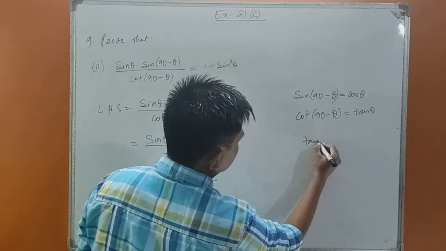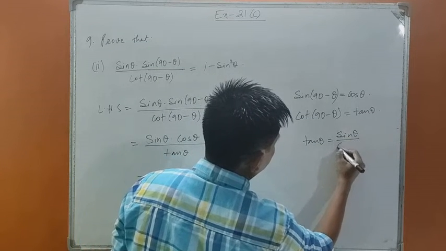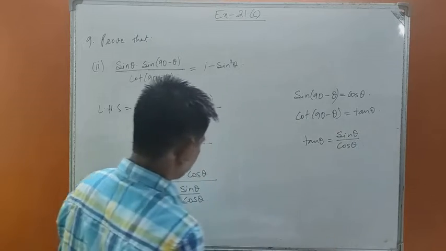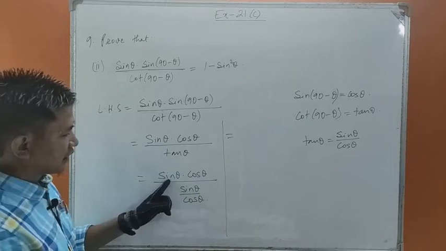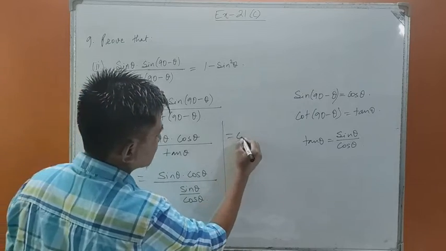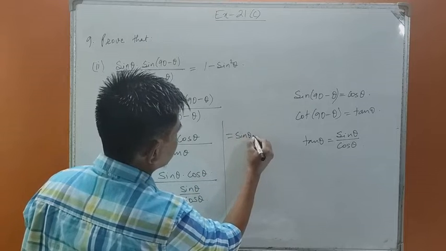Tan theta means sin theta by cos theta. This is the formula, okay. So let me continue here. Equals to sin theta and cos theta we copy as it is. Sin theta into cos theta.